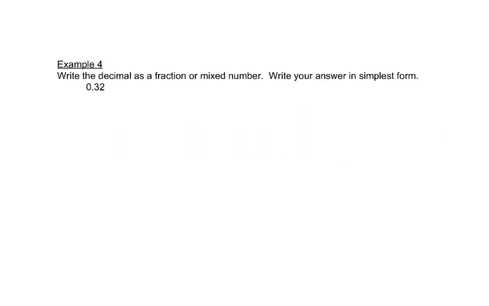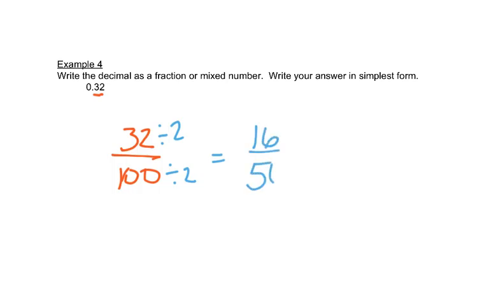Okay, so this problem wants us to write this as a fraction or a mixed number. So we look at that, we would read that as 32 hundredths. The 2 is in the hundredths spot. So that's how we would write it as a fraction, 32 over 100. And then we need to reduce it. So we can divide both the top and the bottom by 2, and we get 16 over 50.